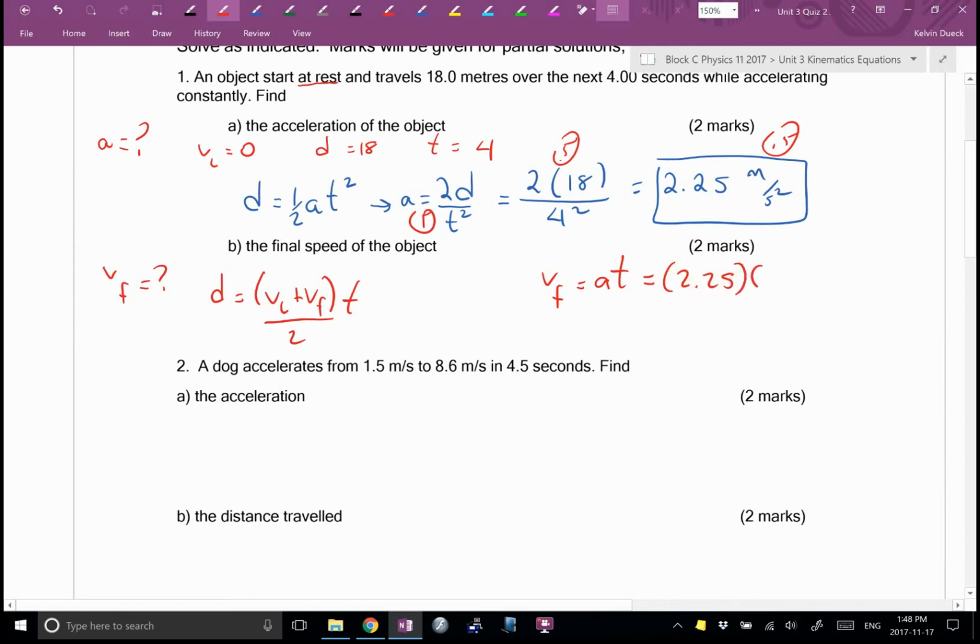2.25 times 4, which is 10 even. Yes? Is it 10 even? No? Yes? 10? No? Am I wrong? 2.25 was the acceleration, was it not? Time is 4. 9! 9!